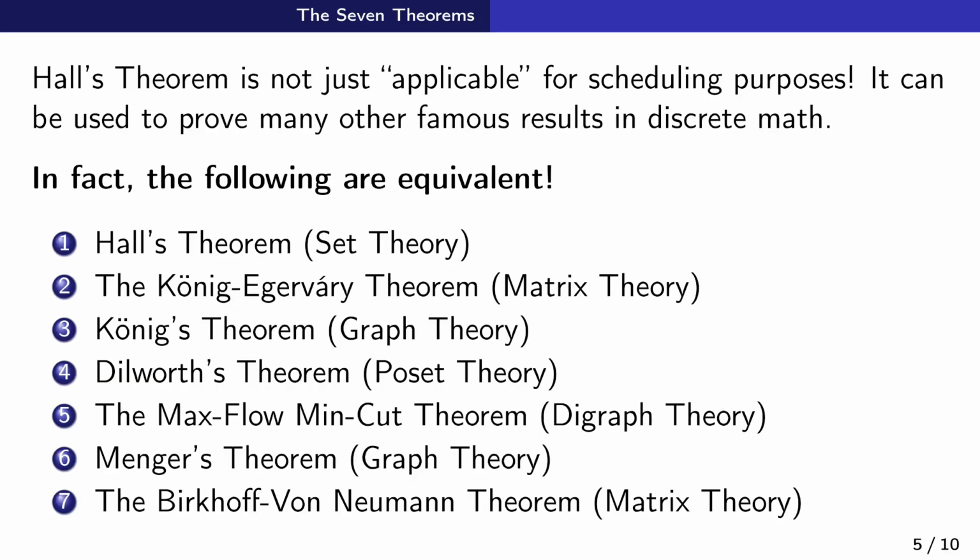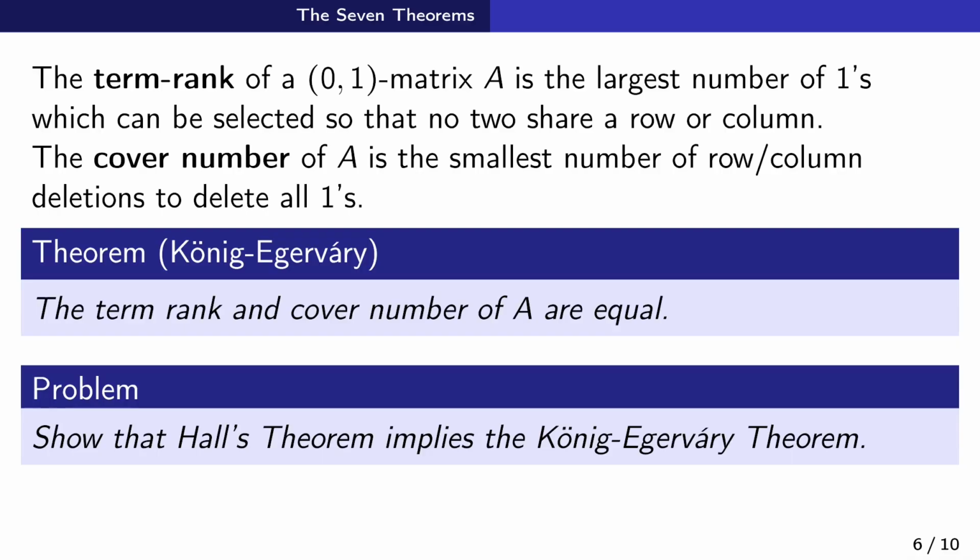What I'd like to do is indicate what some of these other results are and at least sketch some proofs that we get these equivalences, starting with the Koenig-Egervary theorem. So we're going to show that Hall's theorem implies the Koenig-Egervary theorem, and I should start by telling you what the Koenig-Egervary theorem is.